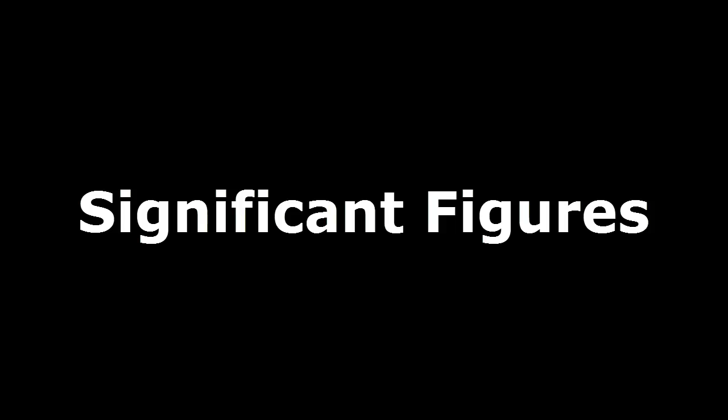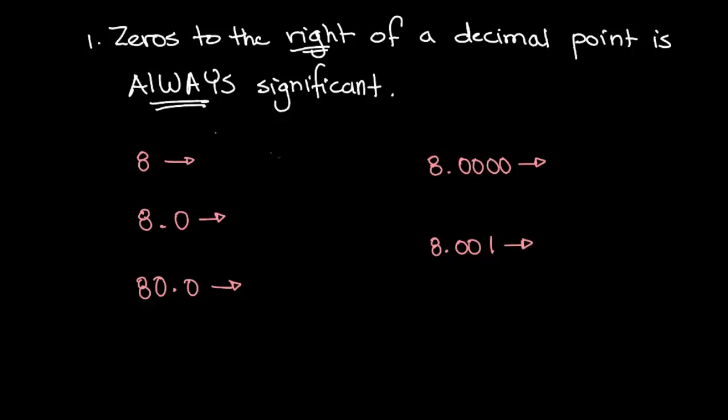Okay, so in this video, we're going to talk about significant figures and how to find them. I'm going to call them sig figs for short. Now, we're going to deal with zeros and decimal points, so keep that in mind. I'm going to go over the different rules. The first rule is zeros to the right of a decimal point are always significant.